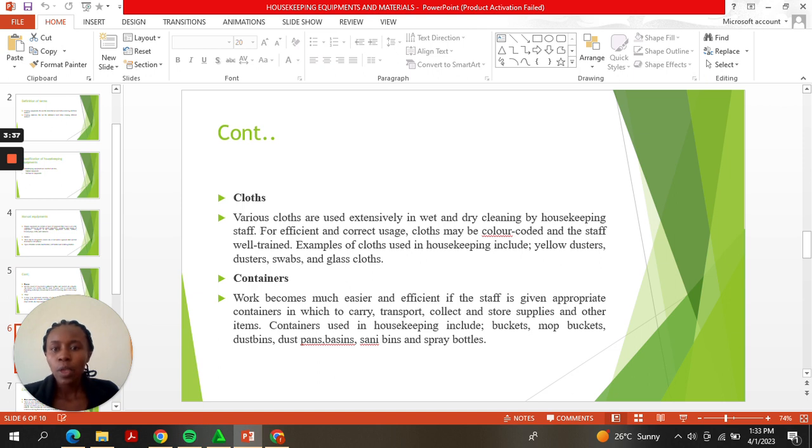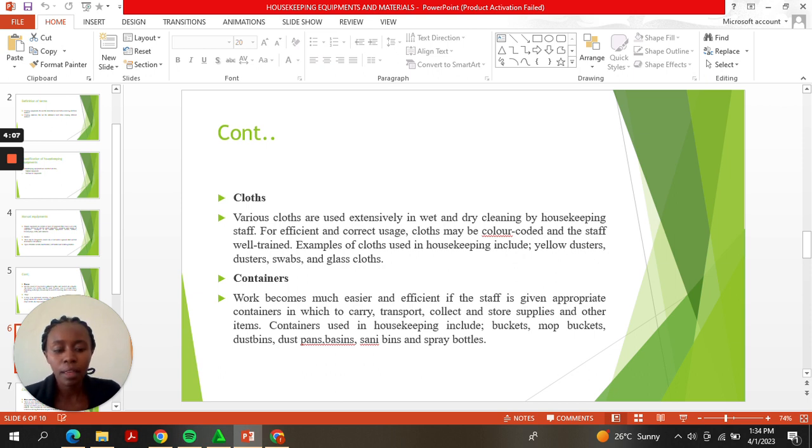We also have the clothes. We can have the yellow dusters, which are used when dusting the surfaces. We can have the dusters or the rags, and the rags are used when polishing the floors. We also have the glass cloths. The glass cloths will be used when polishing surfaces like the windows, the surfaces which are made from glass.